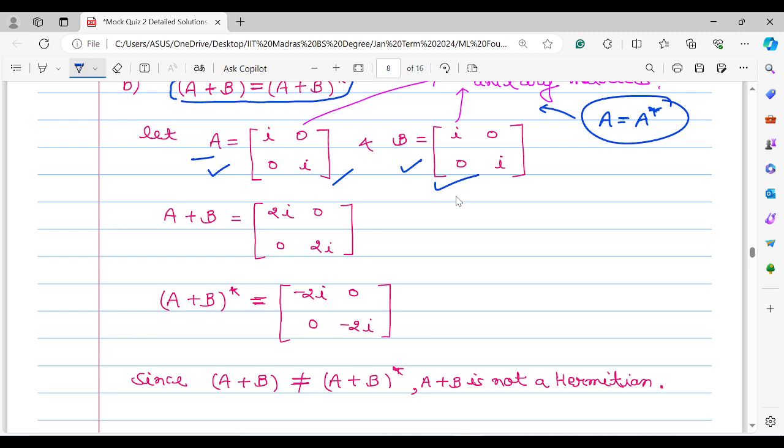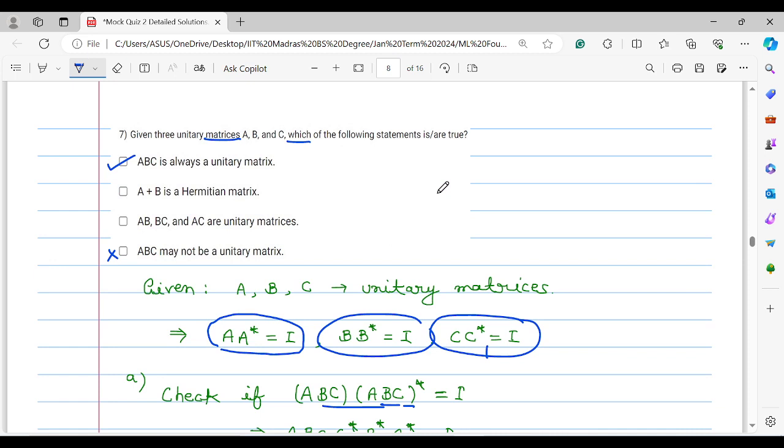In diagonal entries we are getting minus 2i. So from this we can say that A plus B does not equal (A plus B)*, because this property does not hold. This implies that A plus B is not Hermitian. So this option is incorrect. A plus B cannot be Hermitian.